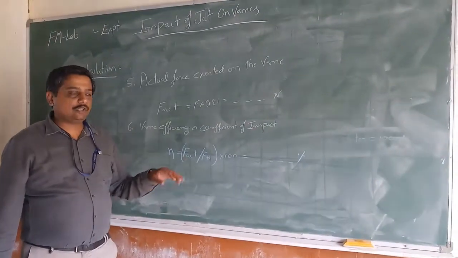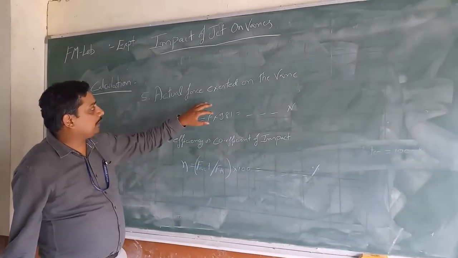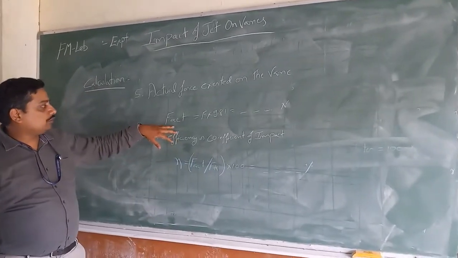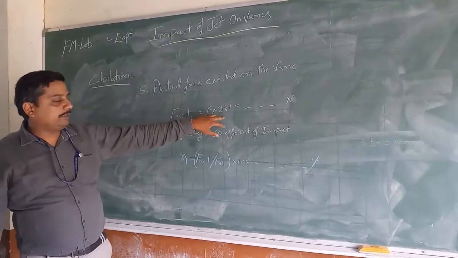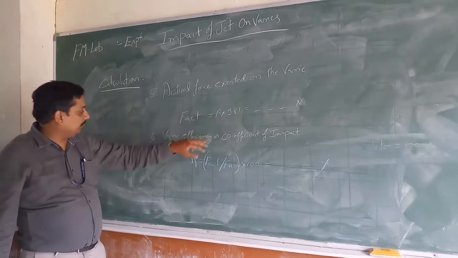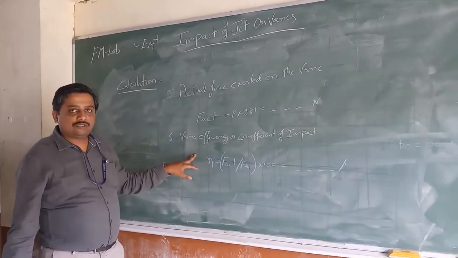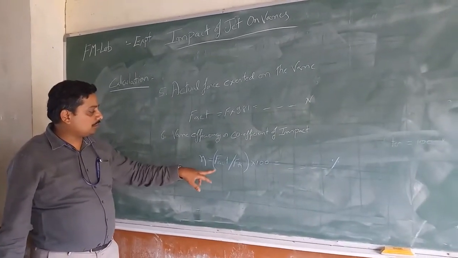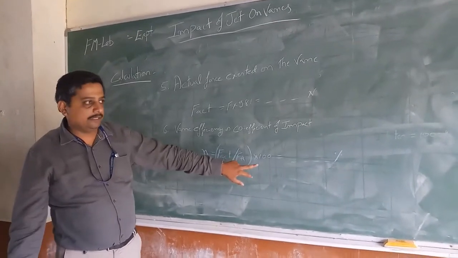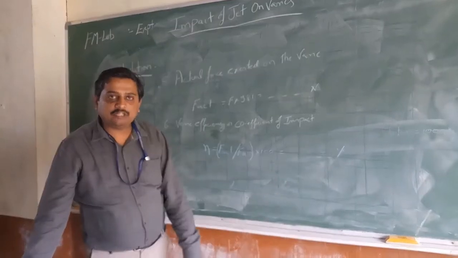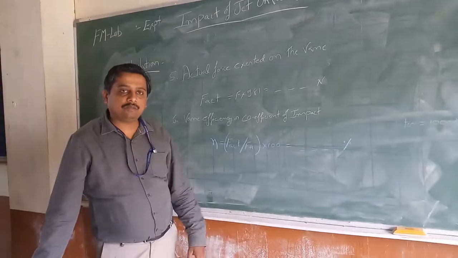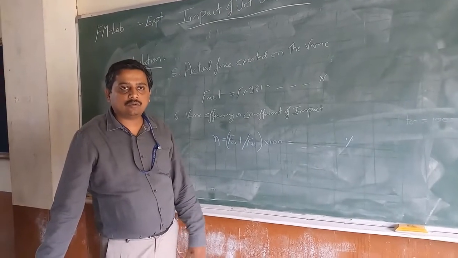Having calculated the theoretical force, now you need to calculate the actual force exerted on the vane. Actual force equals F into 9.81, where F is taken from the force measuring instrument. Then we need to find the efficiency for each vane. Efficiency eta equals force actual divided by force theoretical into 100, which will be determined as a percentage. Next, we are going to the laboratory to conduct the test on the vanes.